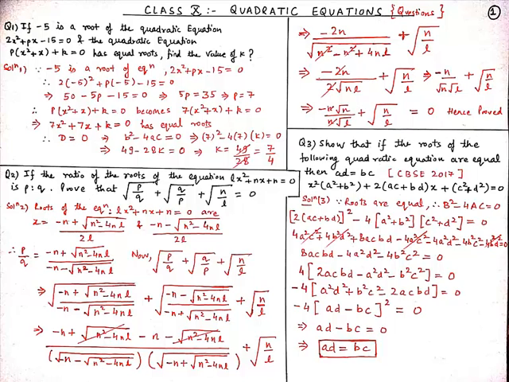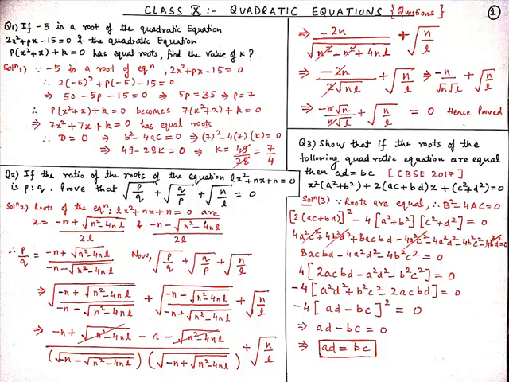So according to the question, if minus 5 is the root of the quadratic equation, then on putting minus 5 in the given quadratic equation, which is 2x square plus px minus 15 equal to 0, we get minus 5 square equal to 25, and 25 into 2 is 50, and then plus p into minus 5 is minus 5p, and minus 15 equal to 0. So from here we get 5p is equal to 35 and p is equal to 7.